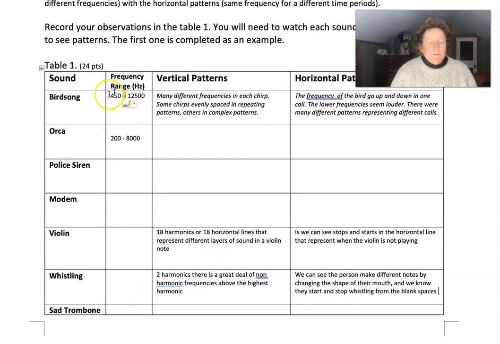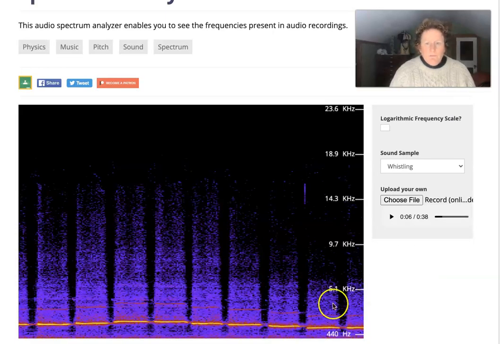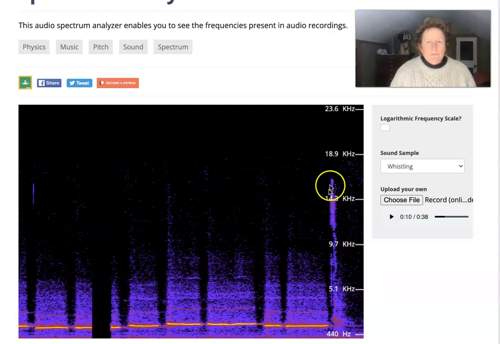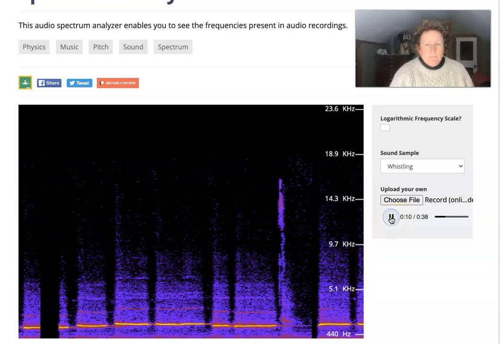Let's look at the frequency range here in hertz. We need to look at this scale here, and it depends on the note. Let's advance this a little bit. Some notes go really high, up to, let's say, like 15, 16, let's call that 16 kilohertz. And some notes are really low here. So the range of this whistler seems from about 440 to about 16 kilohertz.